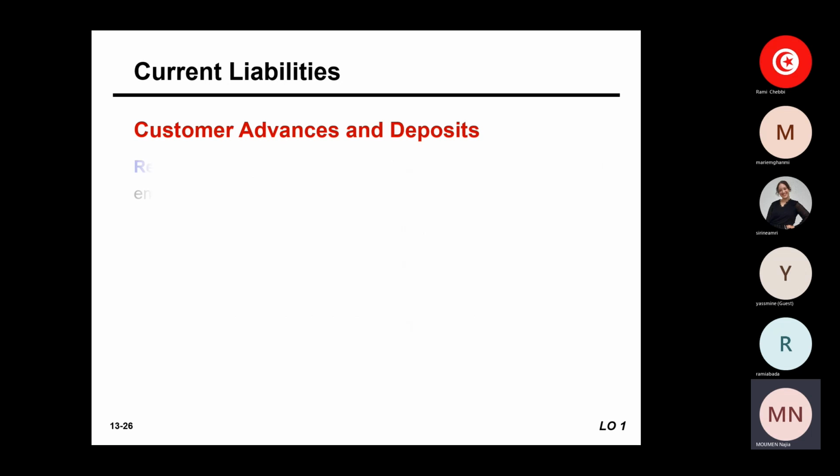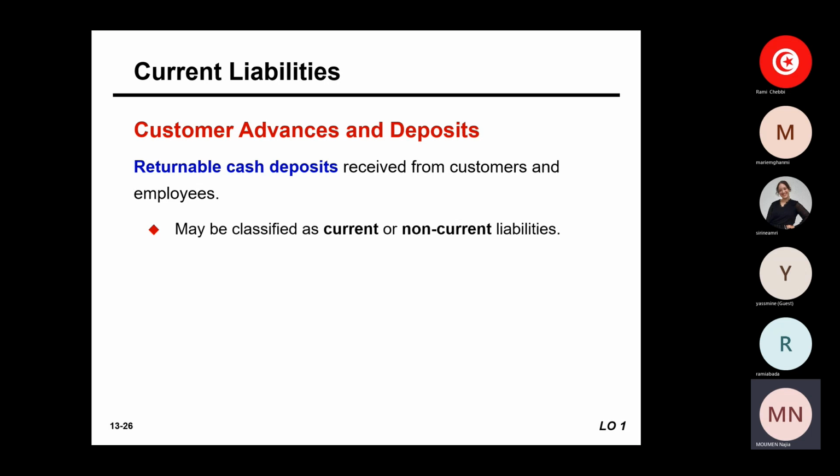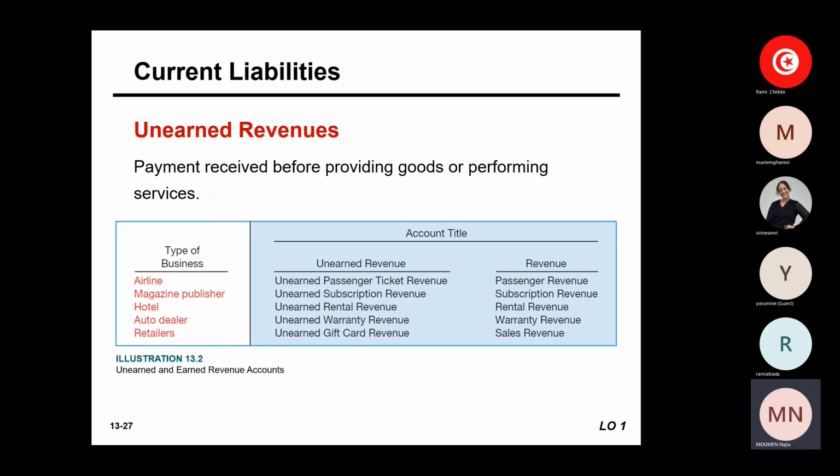Other types of current liabilities are customer advances and deposits. When you have any returnable cash deposit that you receive from customers and employees, for example as collateral or guarantee for any transaction, they are refundable cash, and that's why they should be recorded as a liability. They can be current or non-current, depending on the agreements.